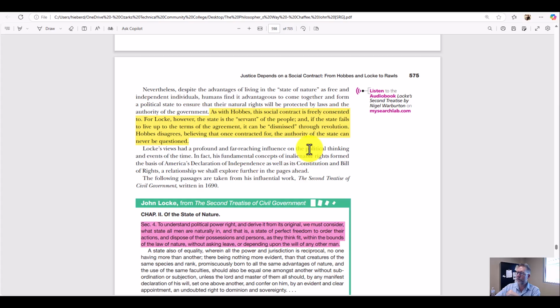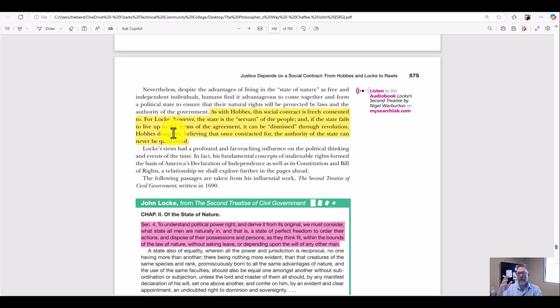John Locke's version of the social contract is very different. For Locke, Chafee continues, the state is the servant of the people, and if the state fails to live up to the terms of the agreement, it can be dismissed through revolution. So remember, according to Hobbes, the state owes you nothing. There's nothing that the state has to do beyond enforce the contracts that individual citizens make with one another. That's it. That's the role. That's the extent of the social contract. For Locke, there is something that the government has to do. The governmental authority has to enforce the natural law.